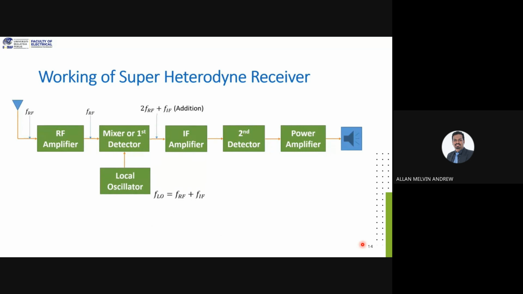Okay, so you have a FLO here and FRF, so we can have two conditions. FLO is FRF plus FIF, and here we are mixing with FRF. For addition, you have FRF and FRF, you add them, it will become 2 FRF plus FIF. For the difference, FRF minus FRF plus FIF, so FRF minus FRF will become 0. For the difference or subtraction, you will only have FIF. This is by adding or subtracting these two, because this is the output of the mixer.